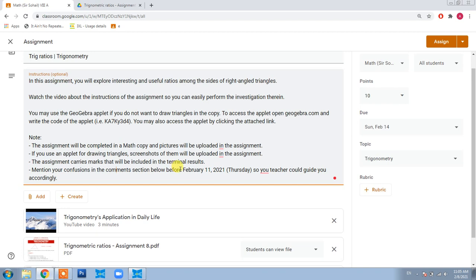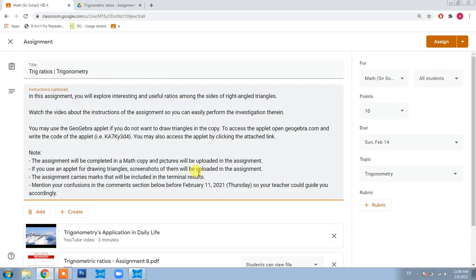And a very important and new thing in this assignment is that it is providing you a video support of instruction, so that you can first attempt it at your home. You have to first attempt it, and if you have any confusion, you can mention the confusions in the comment section below, before February 11th, so that we can make another video, or we can guide you accordingly, right? But first we want you to try the assignment on your own, right? So try it, mention your confusion, so that we can guide you about that.